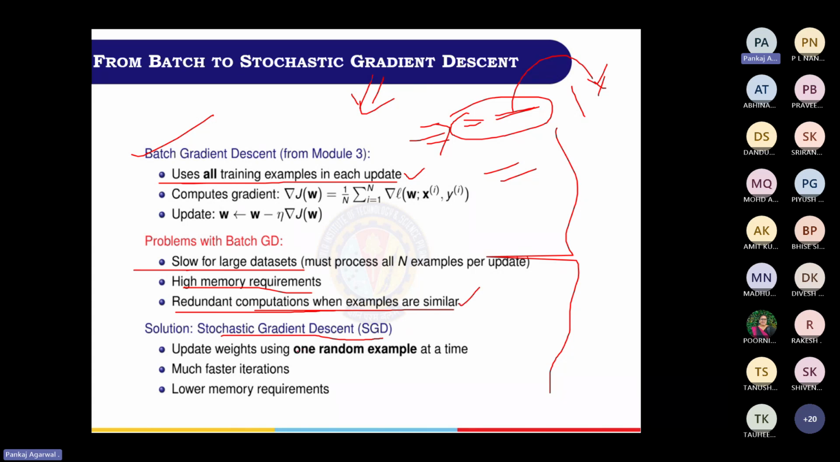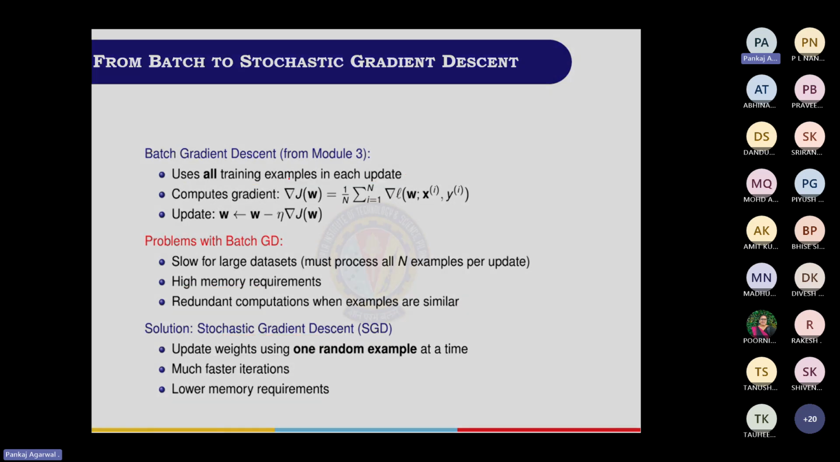So when it comes to stochastic, as I've told you before also, we use one random sample at a time for updates. They're much faster, and there are almost no memory requirements, right? Therefore, for classification kinds of problems, stochastic becomes more suitable.